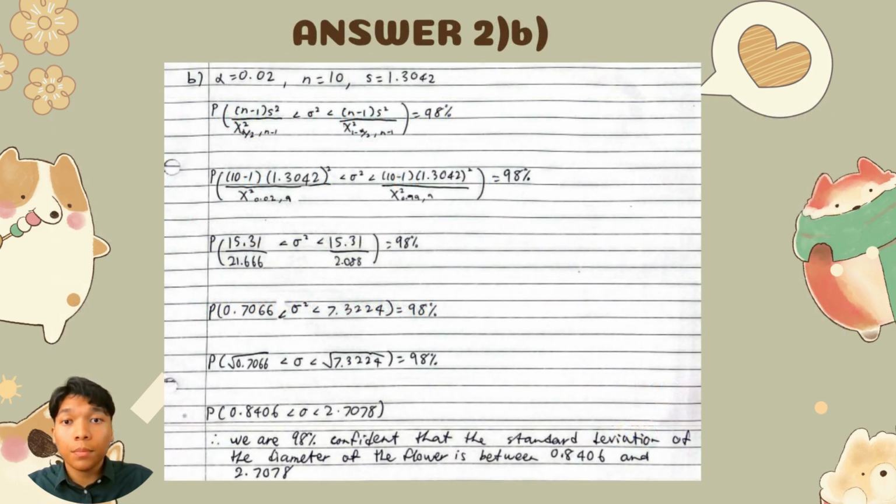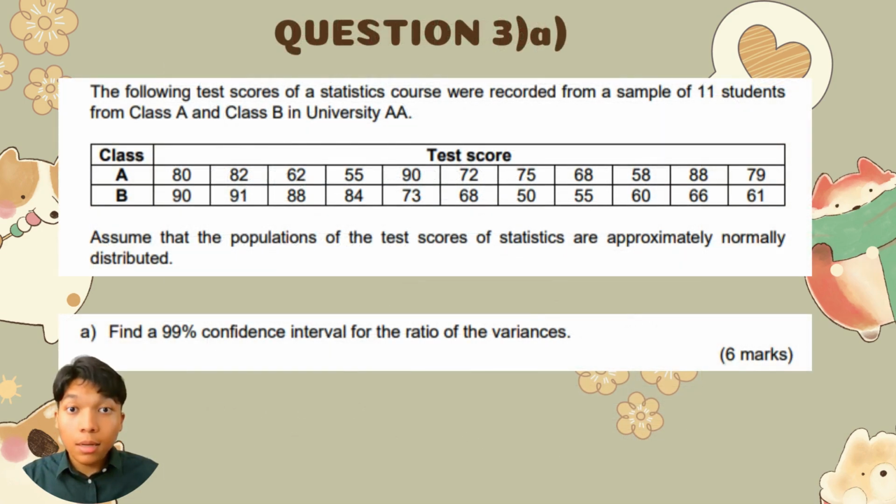For question 2b, these are the steps to find the confidence interval, where alpha is equivalent to 0.02, n is 10, and s is 1.304. The values of chi-squared can be obtained in the table, which would be 21.666 and 2.08. Lastly, we need to square root the answer, which would then lead us to the final answer, which is 0.8406 and 2.7078. Last question. This is the question for 3A.